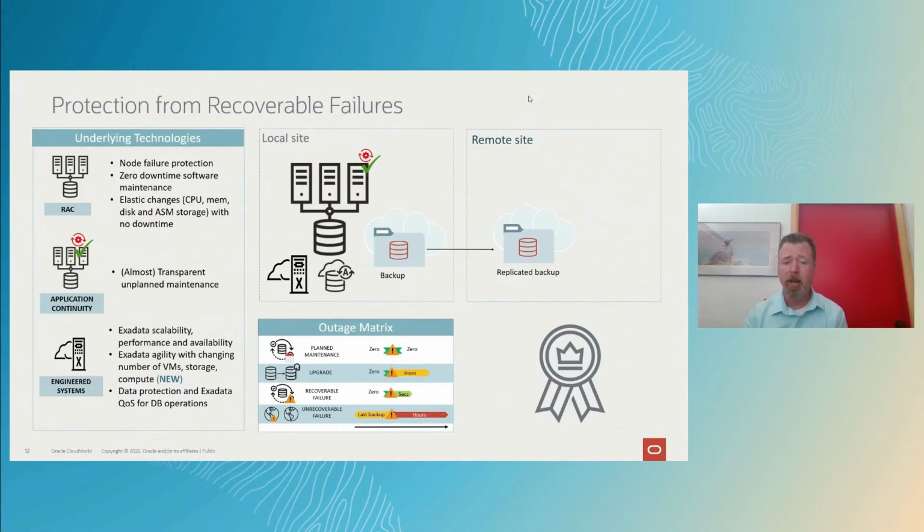So the outage matrix at this point, planned maintenance, we have rolling patching. So our RTO has dropped to 0 at this point. Upgrade, we're still talking about hours if we want to do an upgrade because we don't have rolling upgrade yet. Stay tuned for Gold. We're going to go ahead and address that.